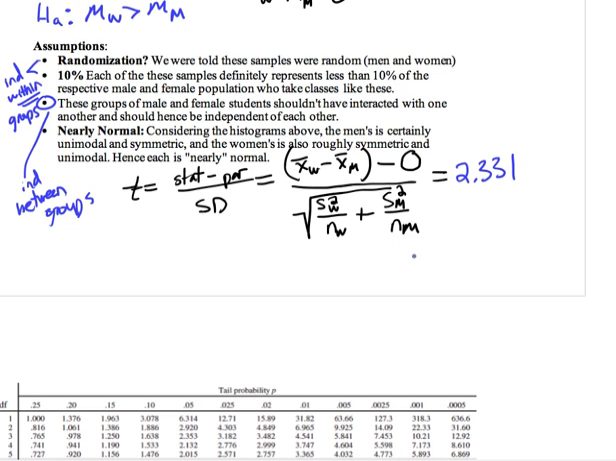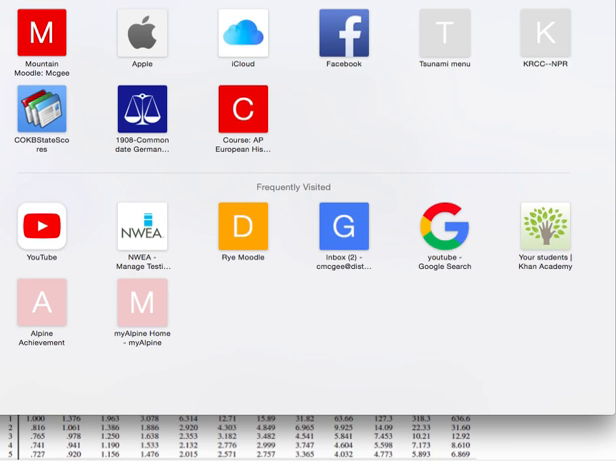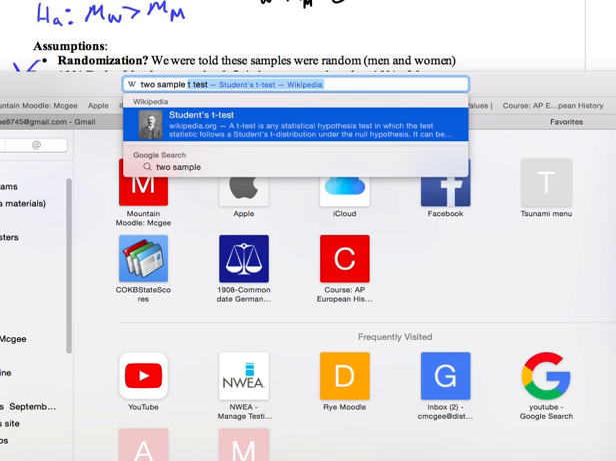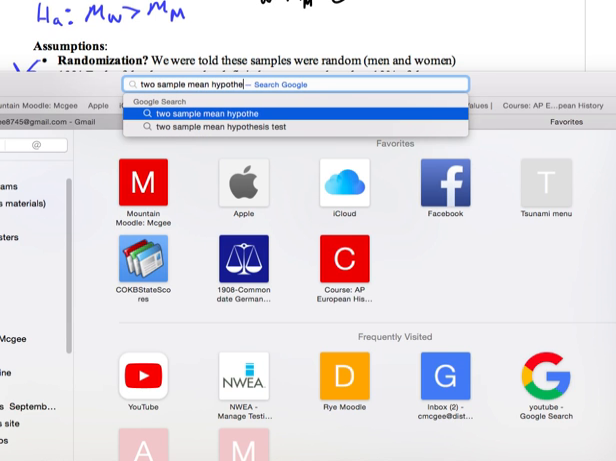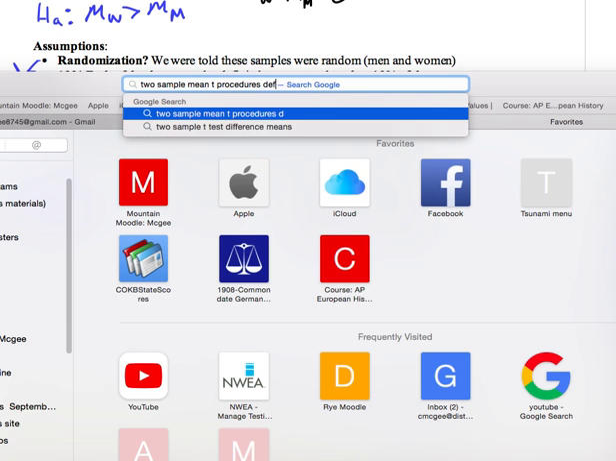Well, there's a complicated formula for degrees of freedom. I guess I could have gotten that ready for you, but it's in your book. You can look up the degrees of freedom formula. It's going to be this big complicated thing. Let me go see if I can find it on the internet real quickly here. Let's see. So we'll say 2 sample mean hypothesis, 2 sample mean t procedures, degrees of freedom formula.